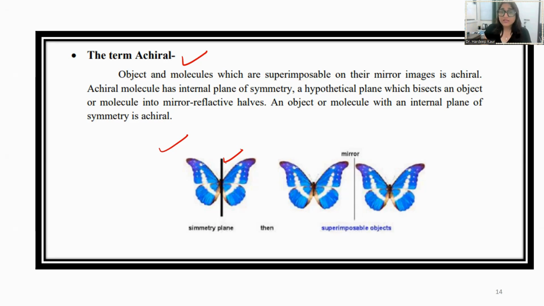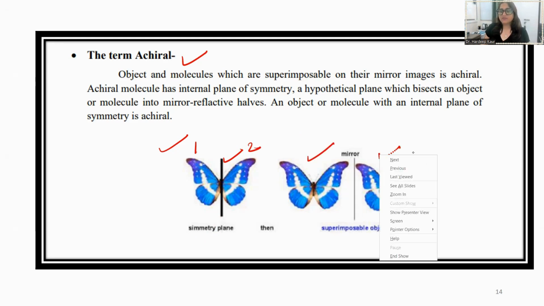But here, the butterfly has a symmetrical plane which cuts the first and second part in the same way, and they have the same images. When you put one over the other, you get a very nice fit. They are properly superimposable. So these compounds which have an internal plane of symmetry are called achiral.